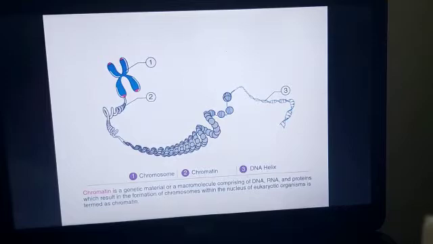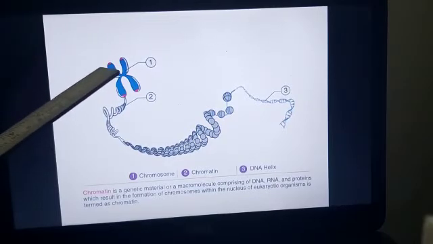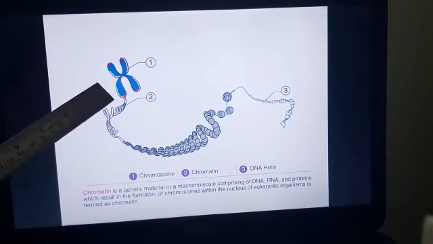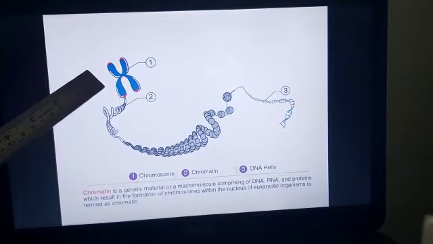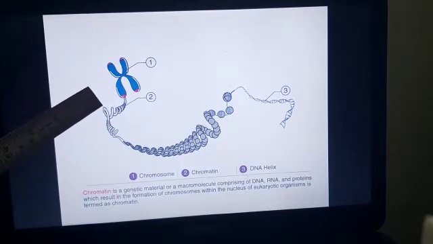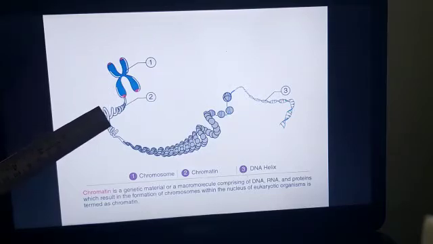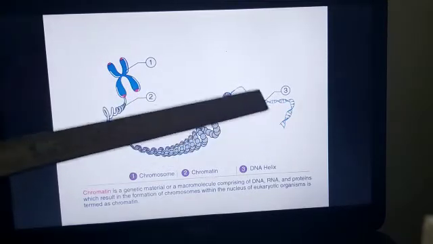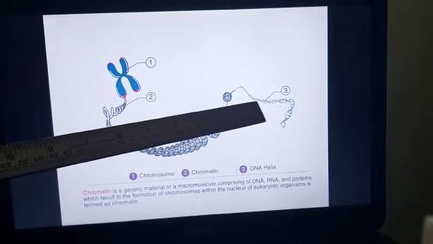Here in this diagram, you can see this is a chromosome, and in the nucleus, the chromosome exists in this form when the cell is in a dividing state. And when you see the chromosome, this chromosome is made up of this long thread-like structure called chromatin. And when you see the chromatin, this chromatin is in turn made up of the double helical DNA.